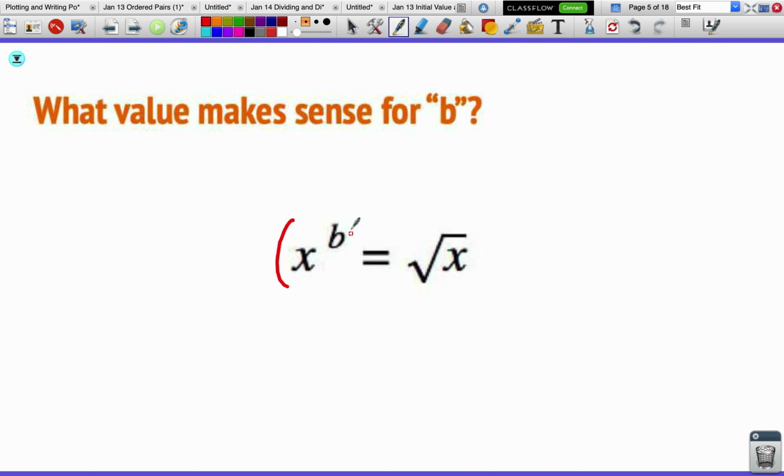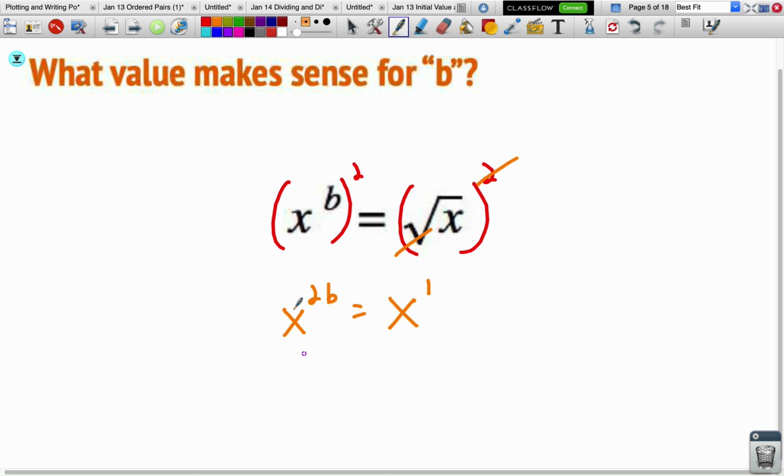Let's take both sides here and square them. On the left-hand side, I could collapse that stack of exponents and just make this x to the 2b. And on the right-hand side, the squared and the square root can cancel out. But I should leave something behind, so I'll leave a 1 in the exponent spot. Now, x to the 2b equals x to the 1. I can cross out the x's on both sides and just say 2b must be equal to 1. For this to be equivalent, then the exponents must be equivalent. Divide both sides by 2, and I get b equals 1/2.